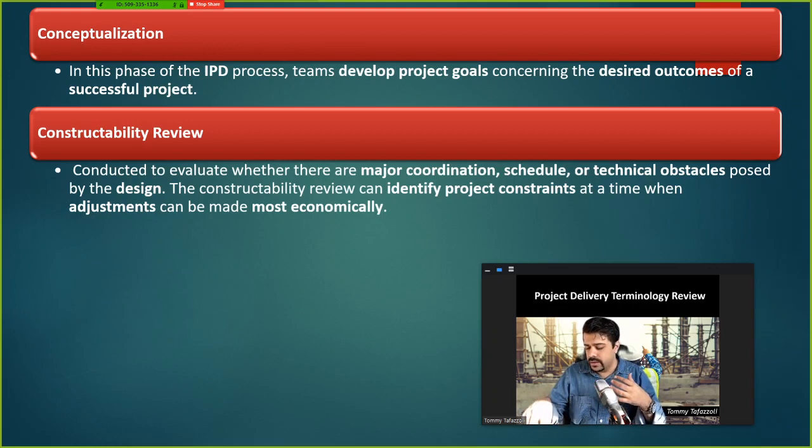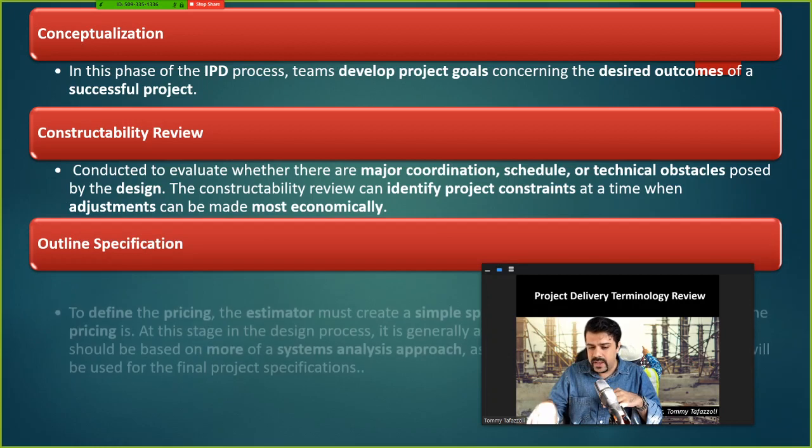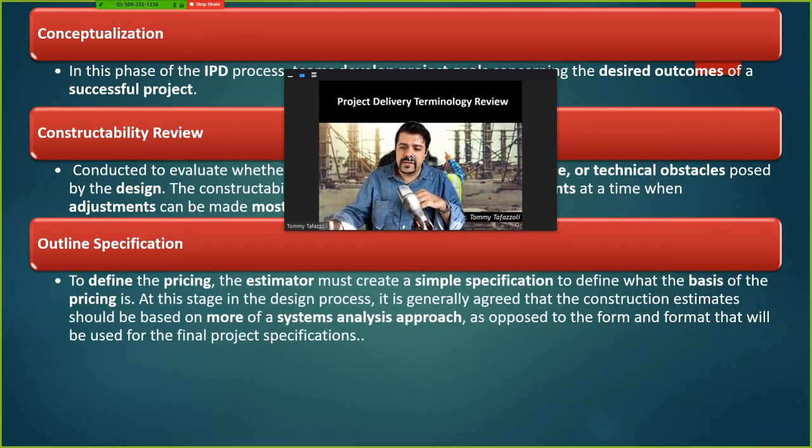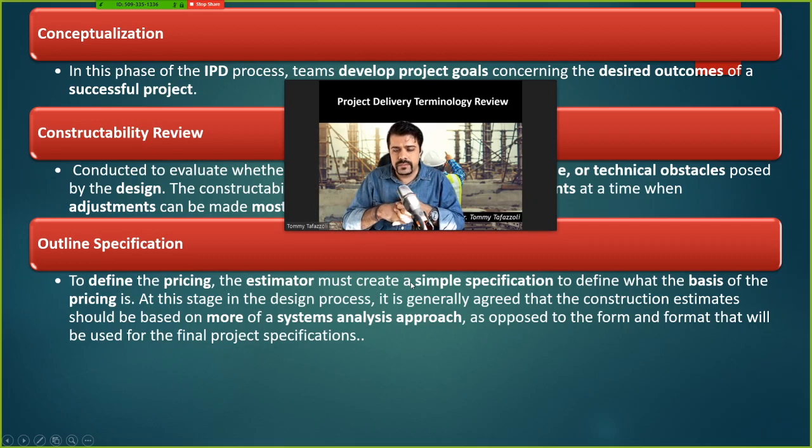So, outline specification is a brief document to define the pricing. Obviously, it is prepared when the design is not 100% ready. So it's a simple specification that defines the basis of pricing, and it's more based on a system analysis approach. It's not based on final project specifications because they are not ready yet.